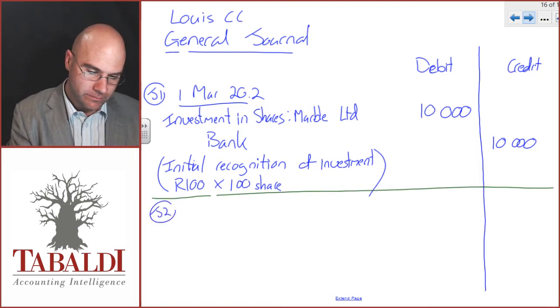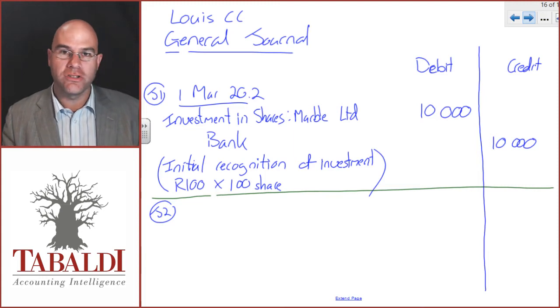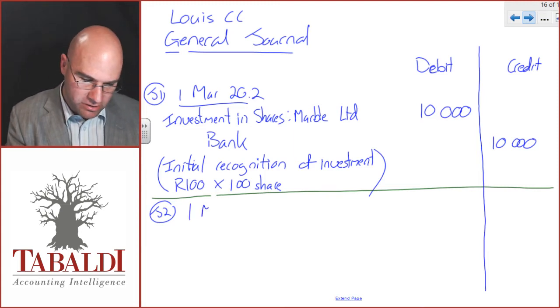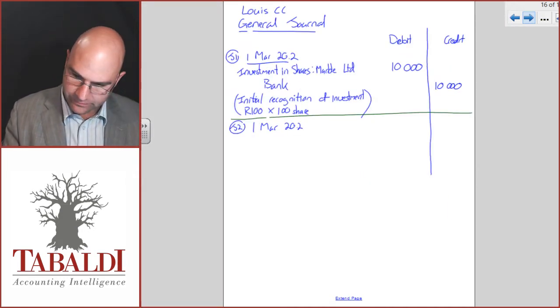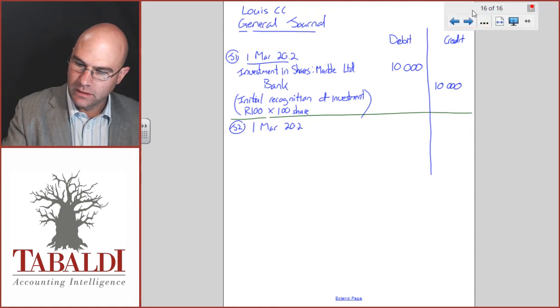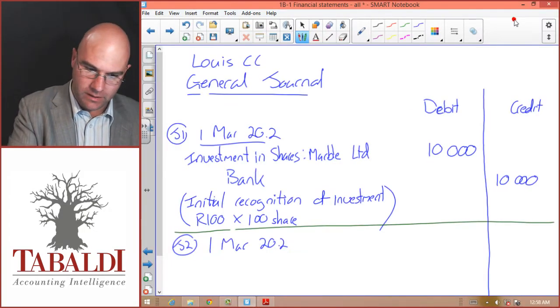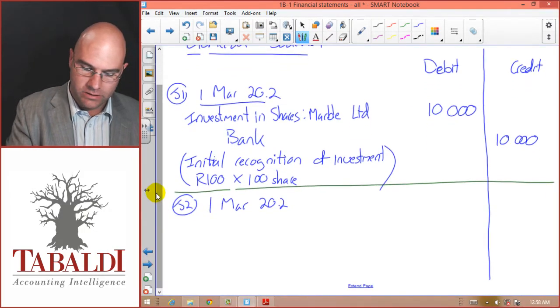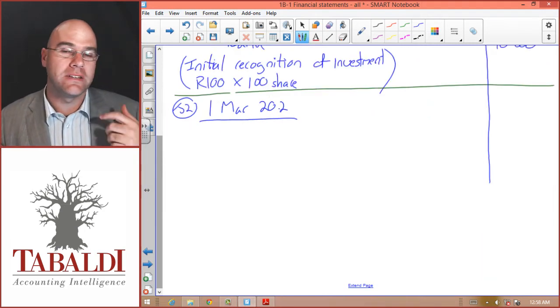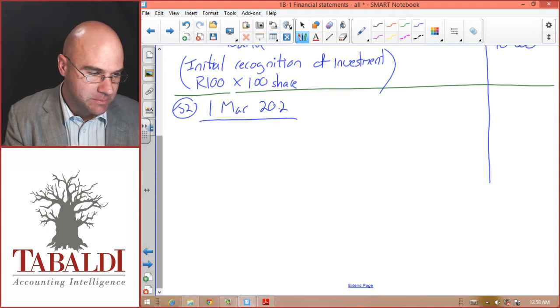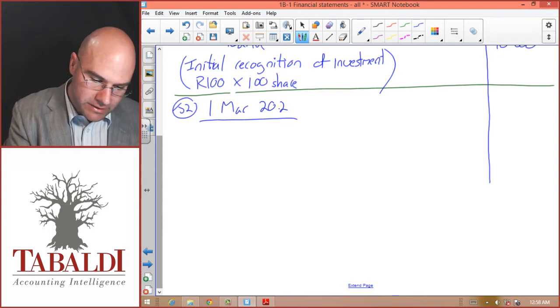Journal 2, still on the 1st of March, so I don't need to put the date here again, but let's do it to rather be safe. 1st of March 20.2. So I'm going to extend this page a little bit. Sorry, I messed that up a little. Okay, so on the 1st of March, what do we have to do? We now need to record the transaction expense. So I'm going to go debit investment expense.